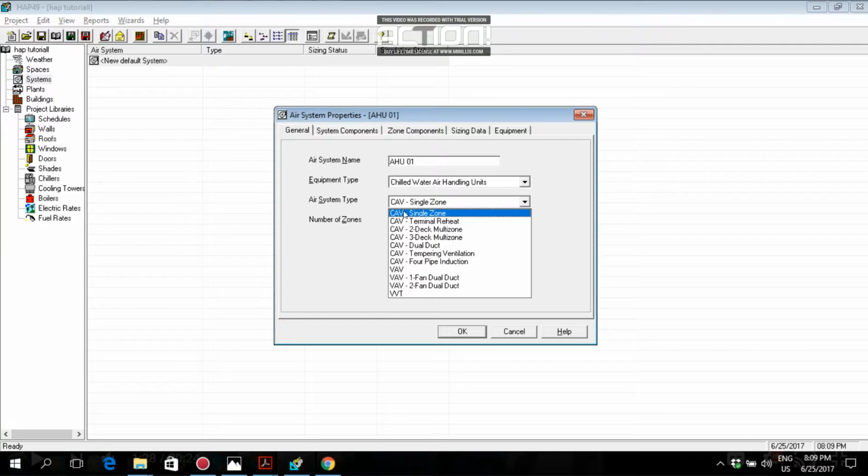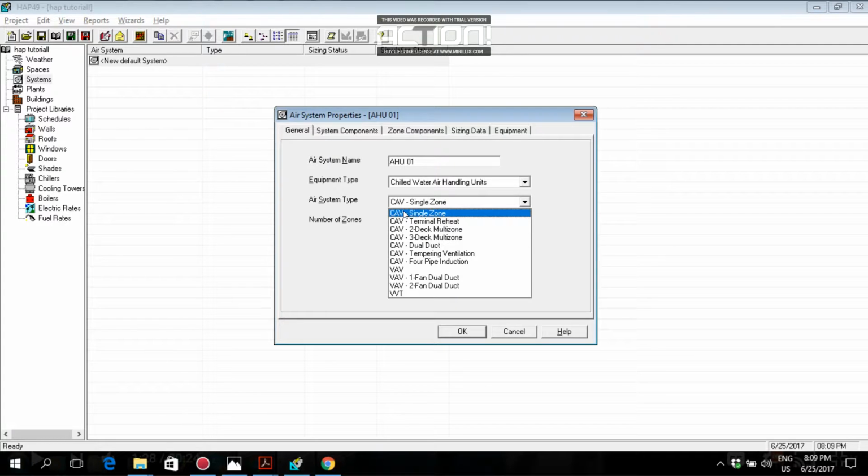Again, what is exactly constant air volume? For the professional or the viewer who doesn't know the difference between VAV and CAV, it is going to be a different discussion and topic, which I'm not going to discuss over here due to the limitation of time. As of now, I'm considering it as only CAV, single zone.